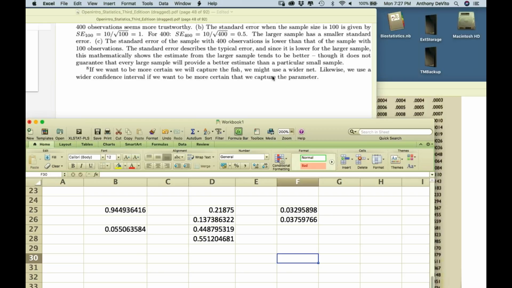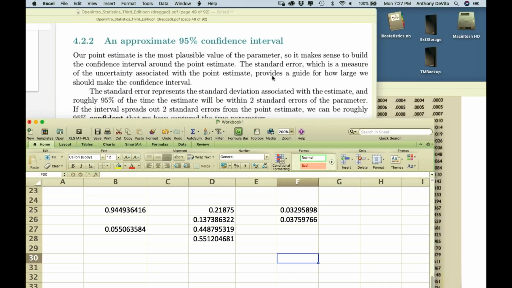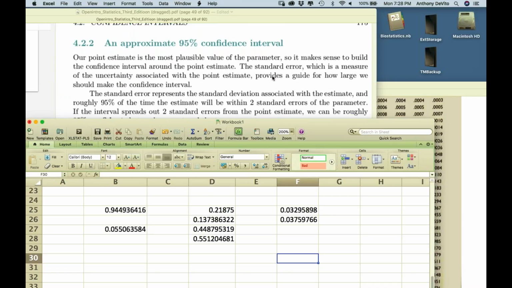In fact, it might even be normal if the sample size is big enough. It might even be normal for populations that are not perfectly normal by themselves. Okay, so central limit theorem raises our game a little bit where that's concerned.